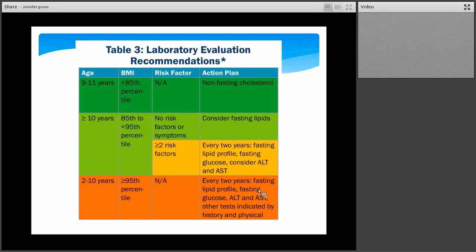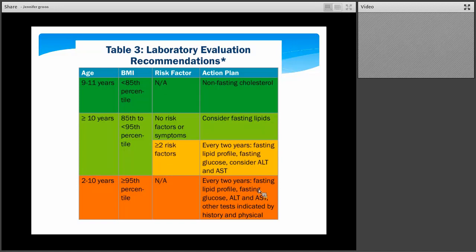So, moving on to the laboratory evaluation. It's recommended that children starting between the ages of 9 and 11, even if their BMI is less than the 85th percentile, have a non-fasting cholesterol level obtained. Once children are over 10 years of age, if their BMI is between the 85th and 95th percentile and they don't have any other risk factors, we consider doing a fasting lipid panel, not only the cholesterol, but also the HDL, triglycerides, and LDL.